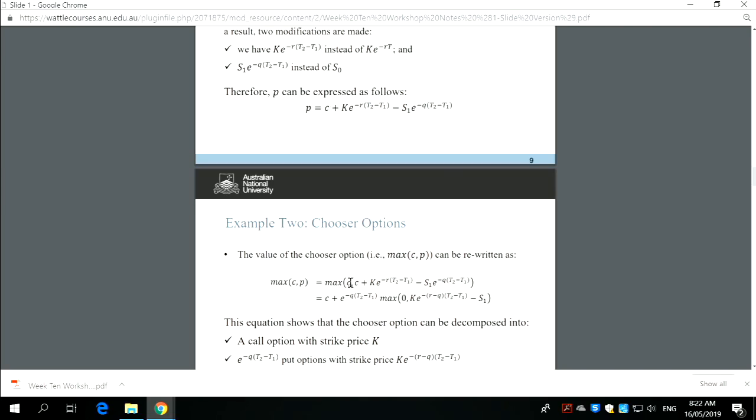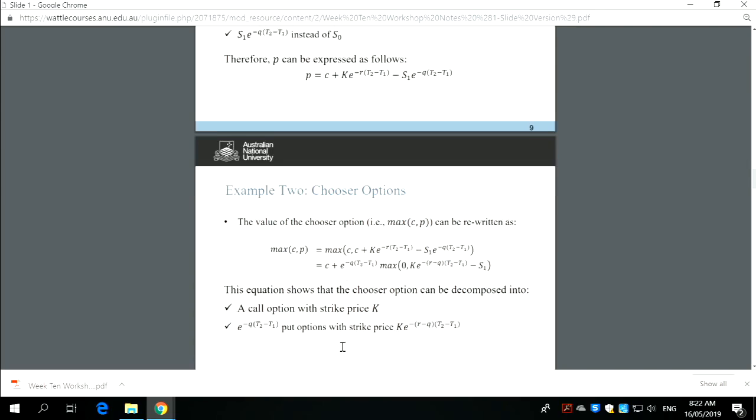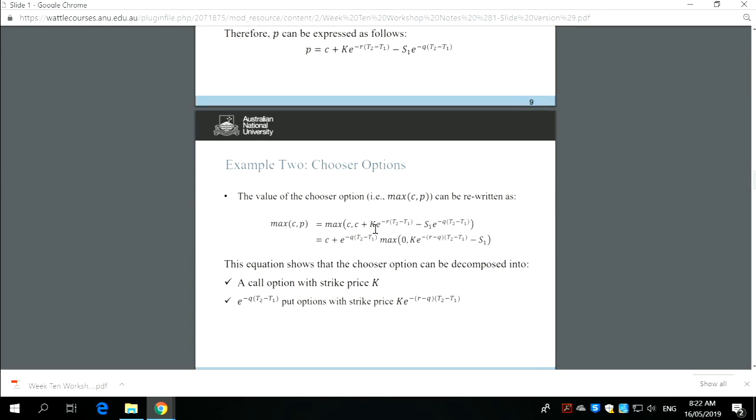So one thing we can do is get rid of the C first, so we move the C outside. If you move the C outside, we have 0, and then we have K, the present value of the K, minus the spot price without the dividend yield. Okay? And the next thing we can do is single out e to the power of minus q times (T2 minus T1), because that's the common component in this term and that term. So we single out e to the power of minus q times (T2 minus T1) from this equation.